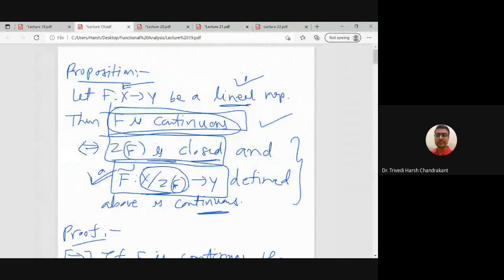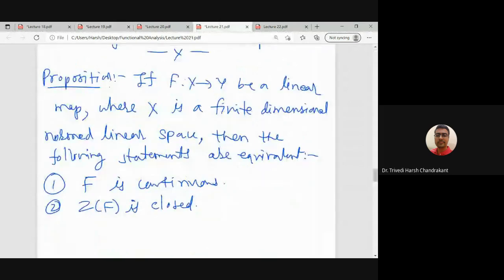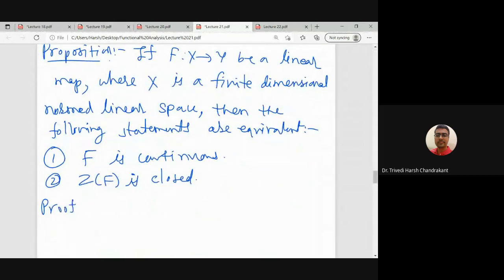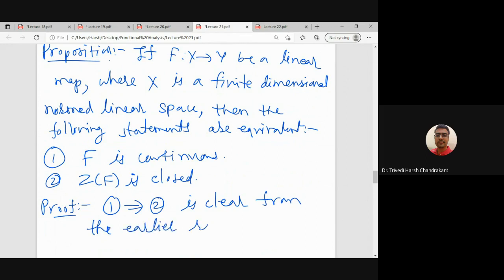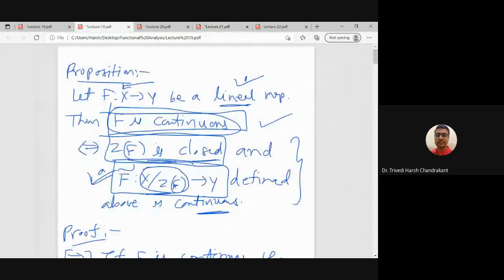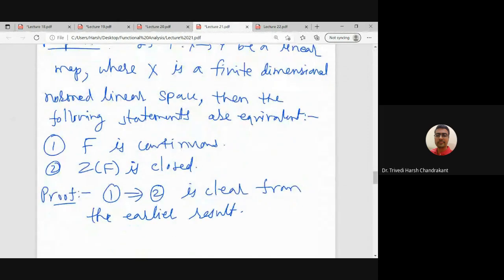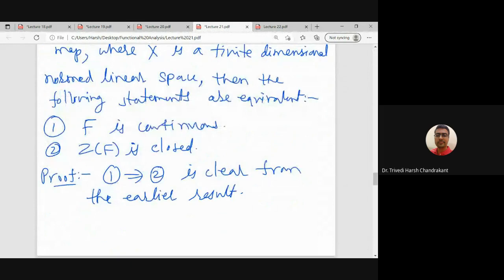So here we have two conditions. F is continuous implies kernel is closed. So one implies two is clear from the earlier result. So basically this result we are referring to, that f is continuous implies kernel is closed. So that is clear. Now the converse is that if the kernel is closed, then f is continuous.